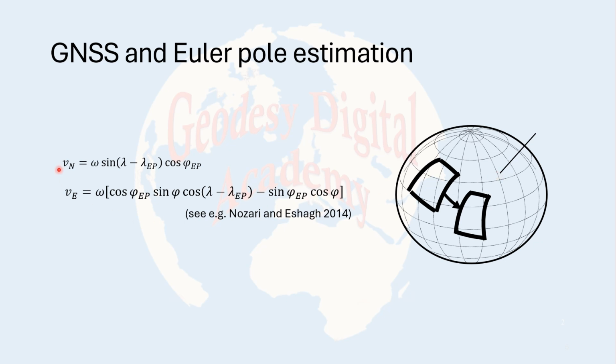You can compute this rotation axis using this formula. Simply, you have to solve it by least squares. You have the northward velocity, the eastward velocity here, the rotation rate, and lambda and phi are the coordinates of the point on the plate, and lambda EP and phi EP are the coordinates of the Eulerian pole.